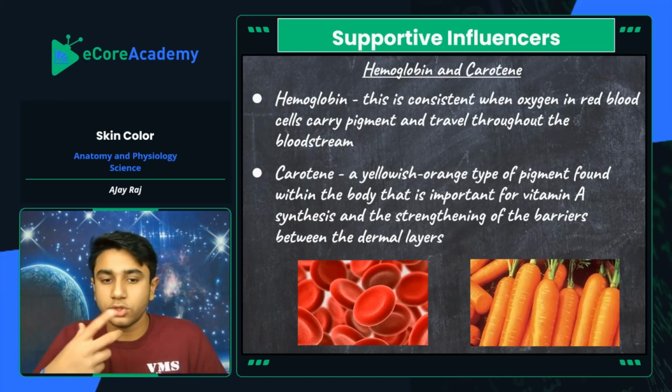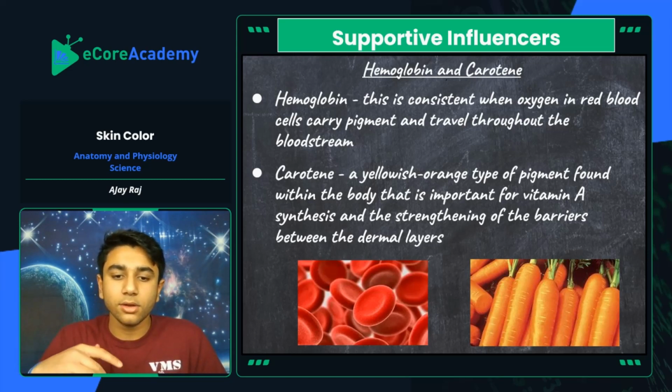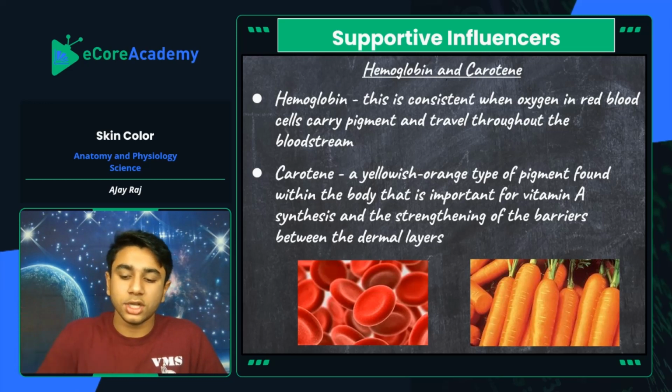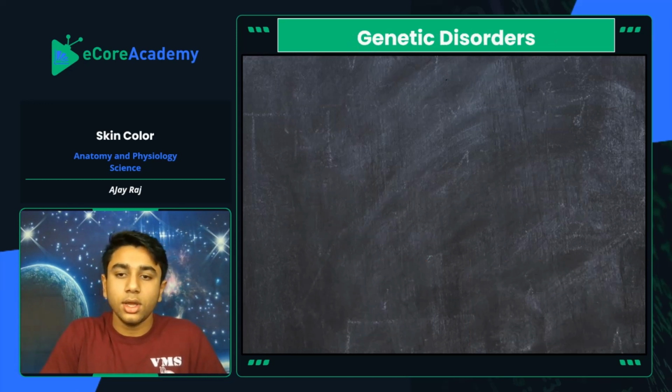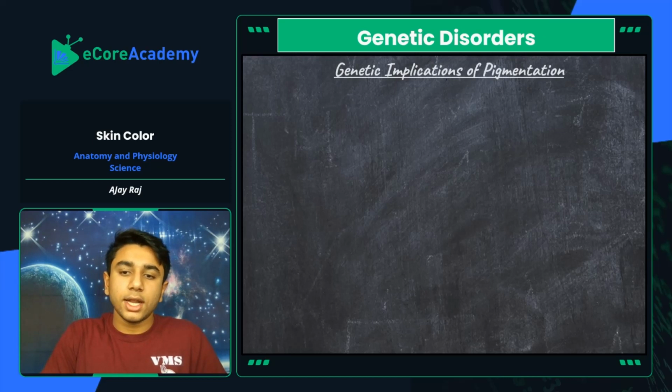It's so dominant in carrots, along with their melanin, that it gives them their orangish color. Same thing with your oranges. Finally, let's take a look at our genetic disorders. So these are some genetic implications of pigmentation.